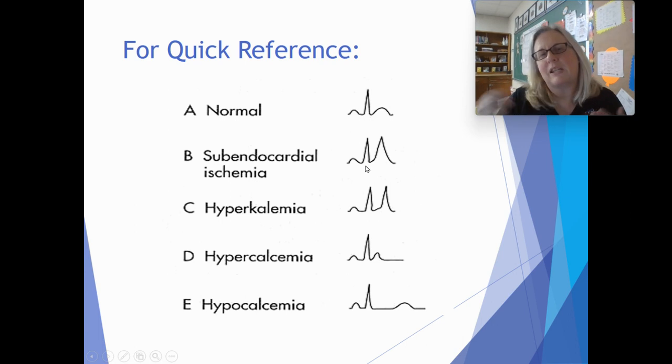So the only way really to tell if it's ischemia or hyperkalemia is to check the potassium, check the troponins, signs and symptoms, age, all that stuff that goes with it. And then the hypercalcemia, you'll see that close, real short T wave, short QT, and hypo, you'll see the really long one. It's going to be a T wave that's far away. Okay? Hopefully that's easy for you to understand.